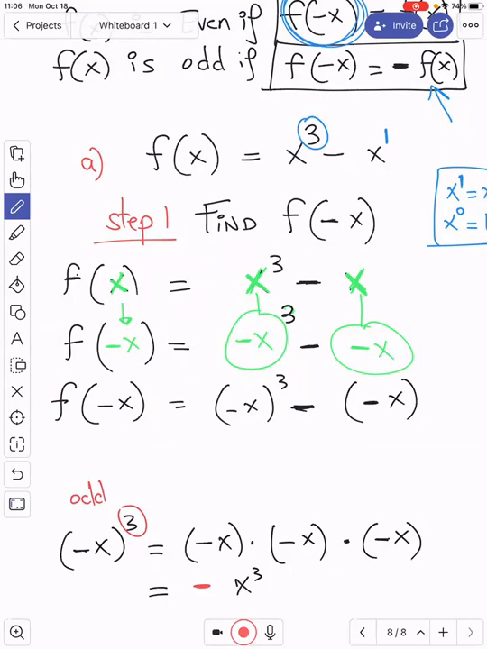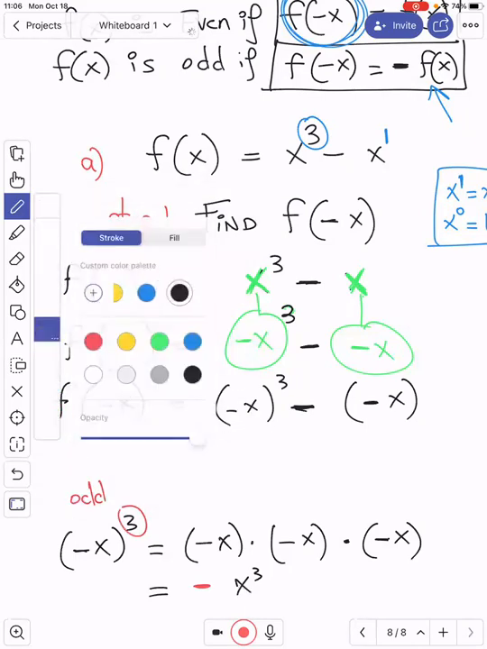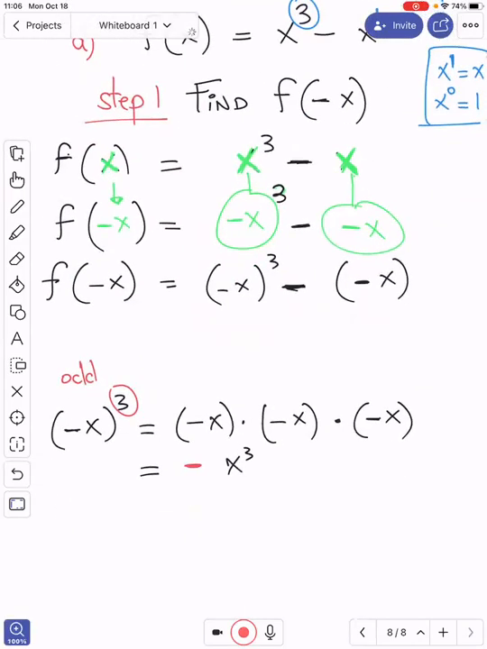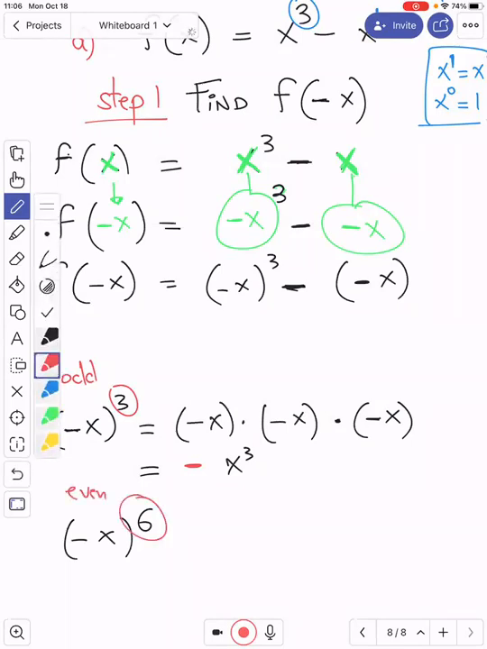Okay, because the power is odd. But if you had minus x to the power 6, for example, because the power is even, this 6 is of course even, then you're going to end up with plus. So this is going to be equal to plus x cubed, which is just x cubed. Odd power, there's a minus in the answer. Even power, it's just a plus.